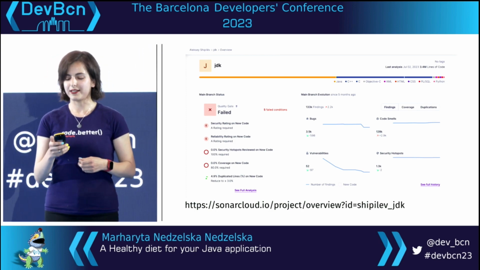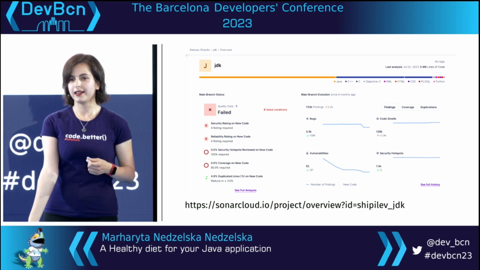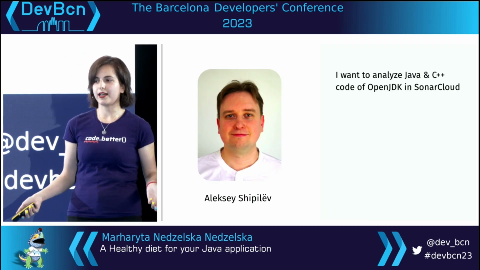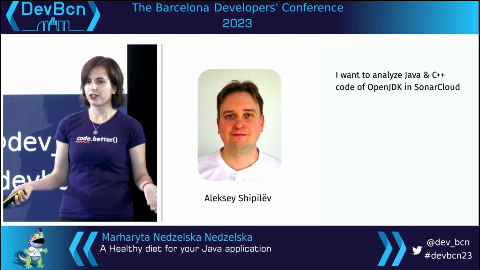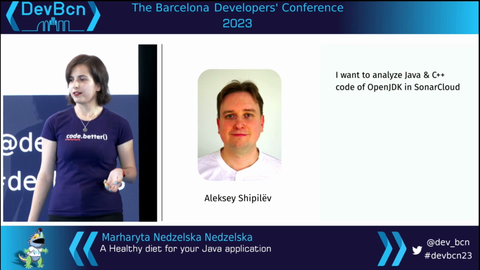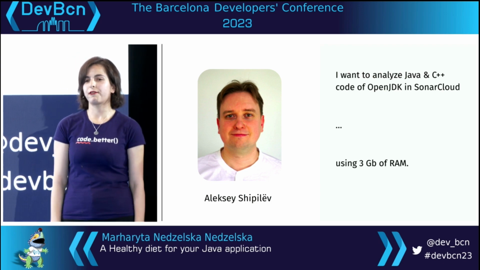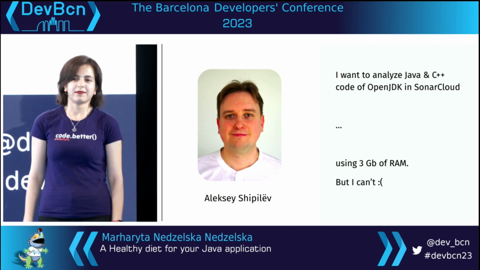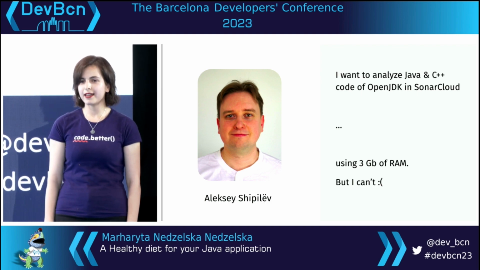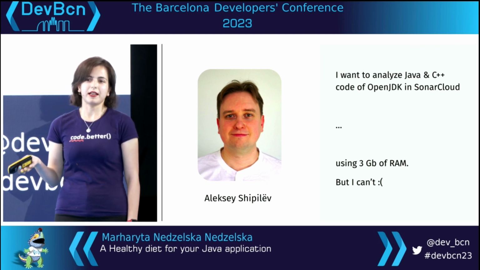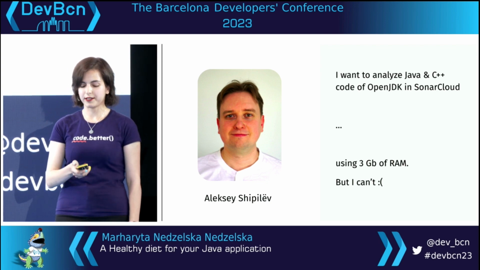That's nice. And one day, he came to us with a strange request. He said, I want to analyze the Java and C++ code of OpenJDK in SonarCloud, which is great, using 3 GB of RAM. And he cannot. And now, we need to reflect a little bit on why this is actually a valid request to us.